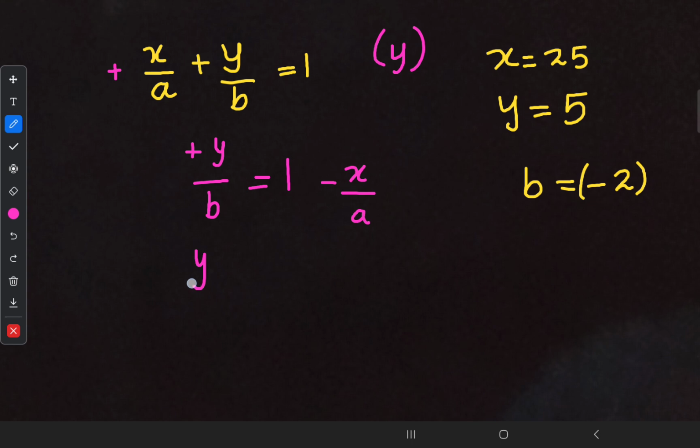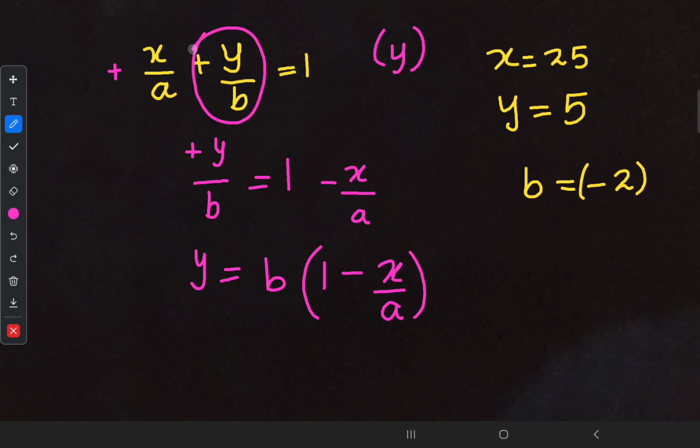Then y is divided by b. So in opposition to that, you should make it a multiplication. So b will become a multiplier for this whole function, not only for this one, but for the total function. Here you can see what I did. I just kept y upon b as it is. Then positive x upon a became negative x upon a on the other side. Then y upon b, this b is a divisor, no? So you should bring it as a multiplier to the other side. That's how I made y the subject.